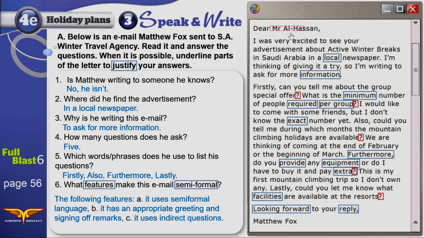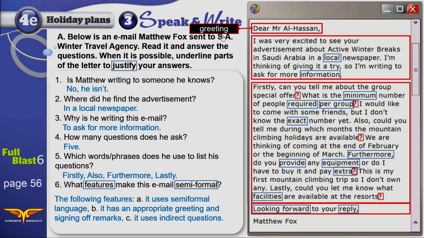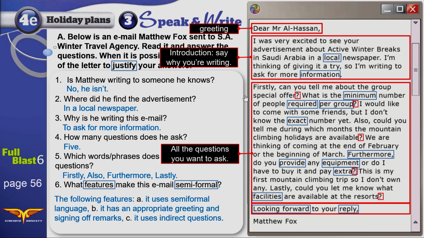This email begins with a greeting. This is the greeting. And then the introduction. What do we write in the introduction? We write the reason why we are writing this. Why are we writing? To ask for more information. And then what do we write? This is the main part. In the main part, we write our questions. In the introduction, we wrote that we are writing to ask for information. In here, we write our questions asking for information, and then a closing remark asking for a prompt reply, a quick reply, and then you write your name at the bottom.